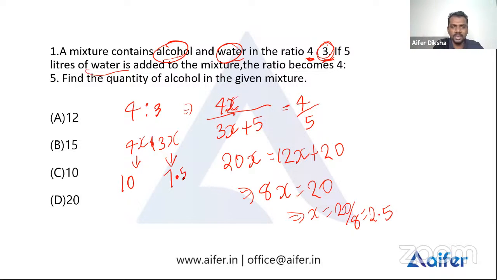So the question is regarding finding the quantity of alcohol. So we have 4 into 2.5, 10. So we have answer 10 as the correct answer. I hope the question is clear.